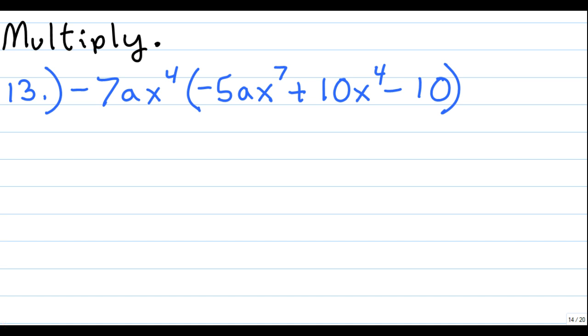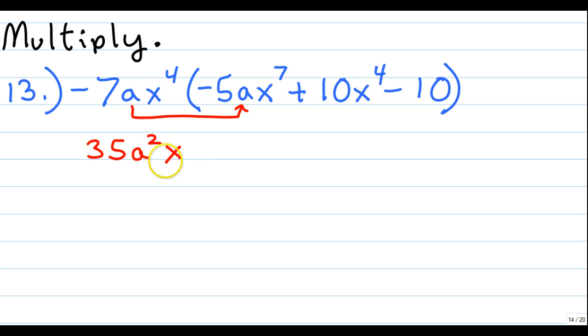Question number 13's instructions read, multiply. So this means I'm going to distribute this negative 7/8x to the 4th to each individual term inside the parentheses. So I'm going to start by distributing this negative 7 to this negative 5. A negative 7 times a negative 5 creates a positive 35. Then I'll take care of distributing the variables to one another. So an a times an a gives me a to the 2nd power. This is a to the 1st, a to the 1st, 1 plus 1 is 2.